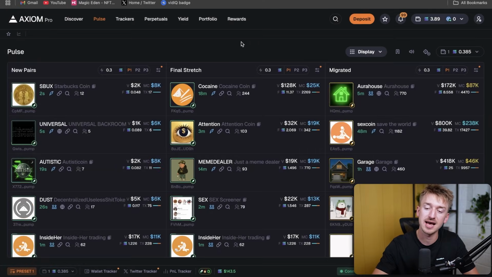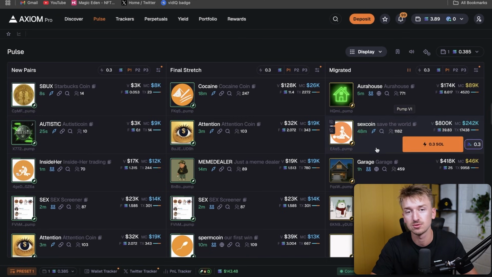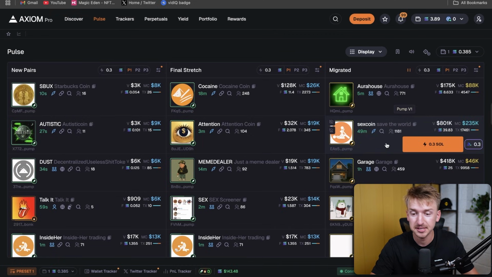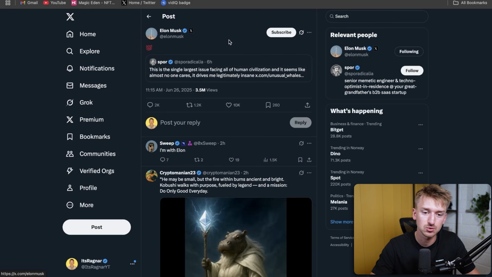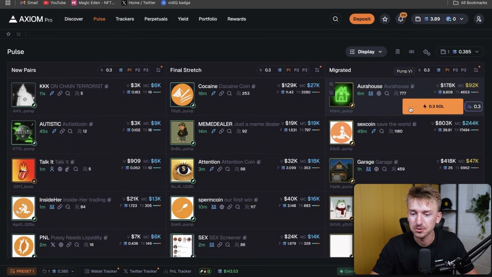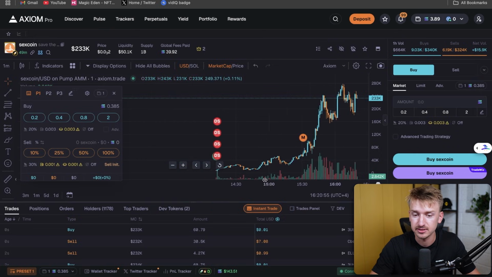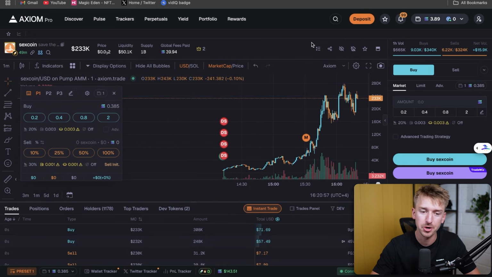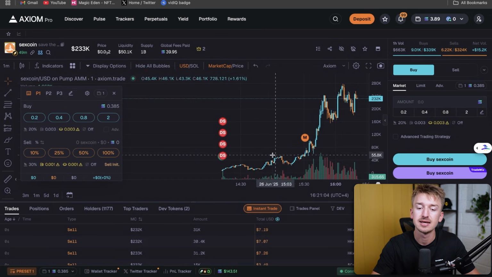I unfortunately wasn't active when this coin launched, but these sorts of filters allow you to get into these sorts of tokens really early on. For example, this one, Sex Coin, which launched 49 minutes ago, saved the world. This is a pretty funny one, to be honest, because Elon Musk basically tweeted about how fertility rates are the biggest problem in the world right now. So someone created Sex Coin to save the world because people need to have more sex and whatnot. And this was and still is, as you can see, a massive runner. So this could have easily made you a nice 10x gain had you gotten in around these levels.